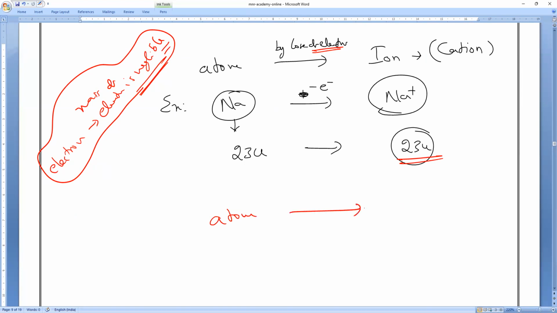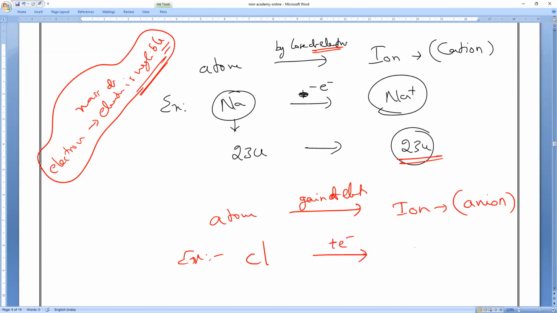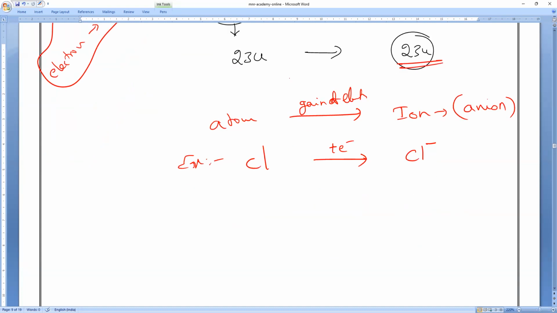Next, an atom turns into an ion by gain of electron. What do we call that ion? Anion. For example, chlorine, by gain of one electron, will turn into Cl minus. Now what is the atomic mass of chlorine? Check in our book. Yesterday also I taught you. Chlorine atomic mass is 35.5 U.